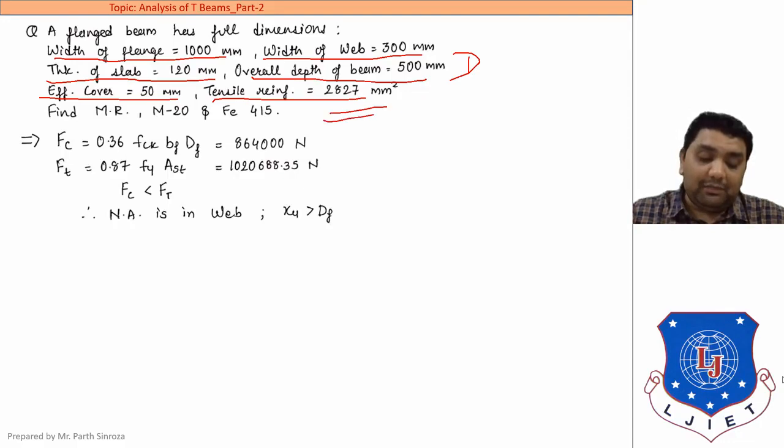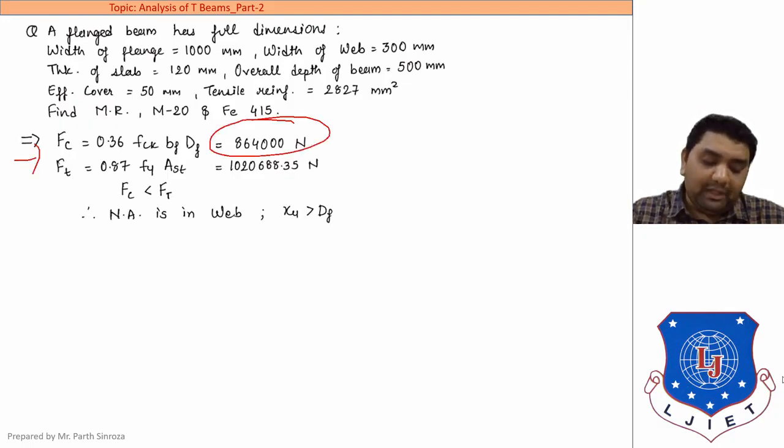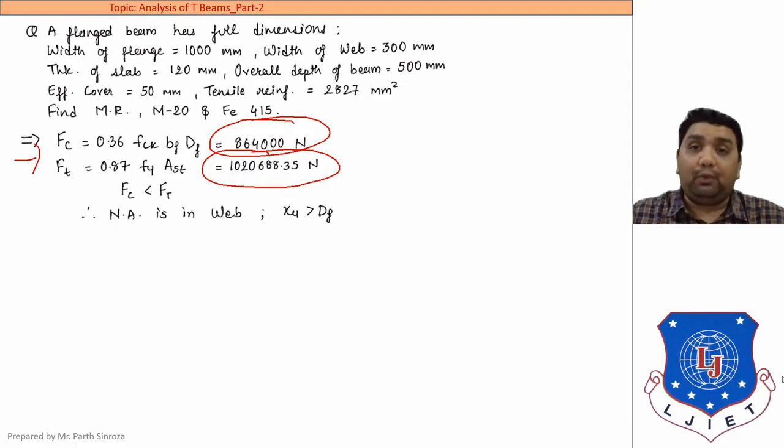Tensile reinforcement is directly given, so there is no need to identify any number of bars or the bar diameter. The value of Ast is directly given in the question, and we need to find Mr, that is moment of resistance. We need to take M20 concrete and Fe415 steel. So while solving, the first step every time will be to calculate the value of Fc and Ft. So in this case, Fc comes out to be 864 into 10 raised to 3 Newton, and Ft comes out to be 102 into 10 raised to 4 Newton.